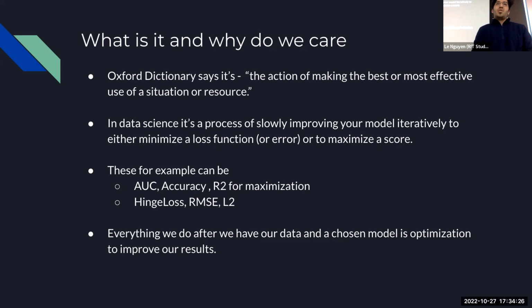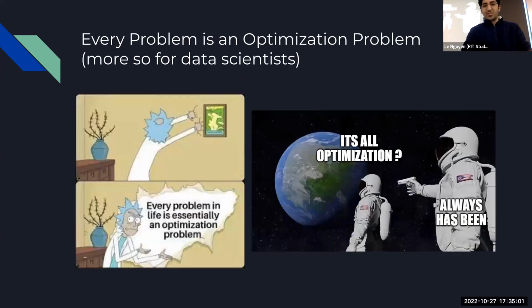Specifically for loss, we can look at scores such as hinge loss, root mean square error, or our L2 loss to minimize to get the best out of our model. And everything we do after we have our data and have chosen a model to use is essentially optimization for data science. We are trying to do the best we can with the model and data we have on hand, be this cutting down on features, improving them, and choosing the right features and so forth to get a better accuracy score or better predictions in the end. So yeah, just general.